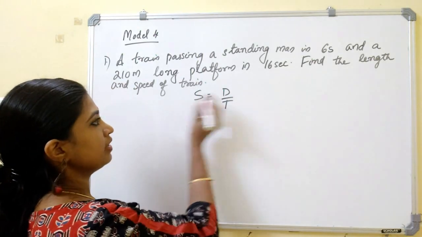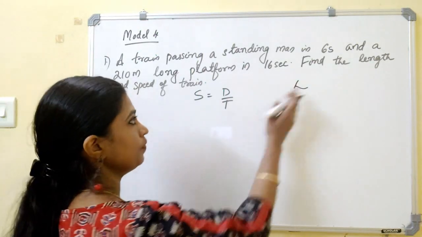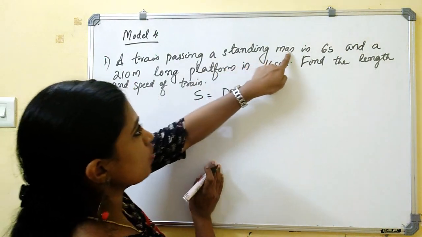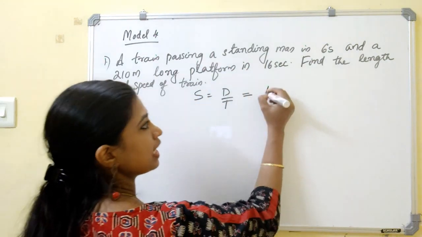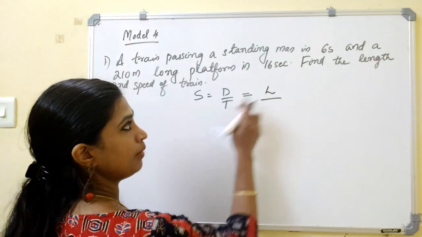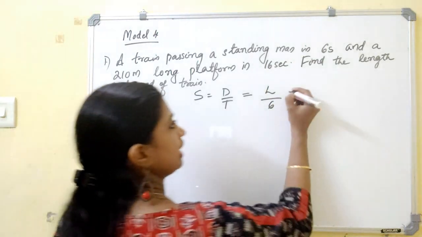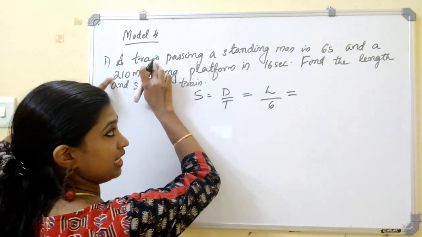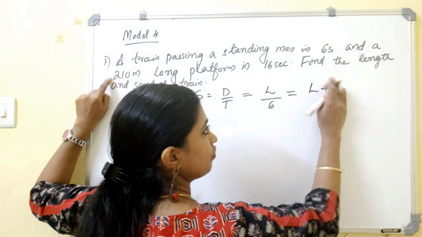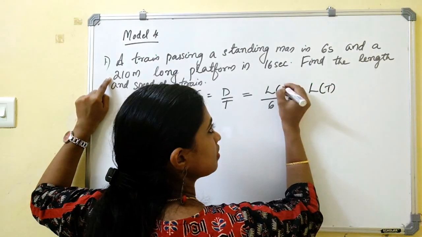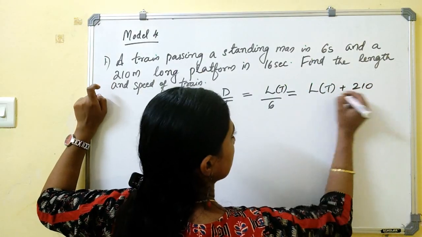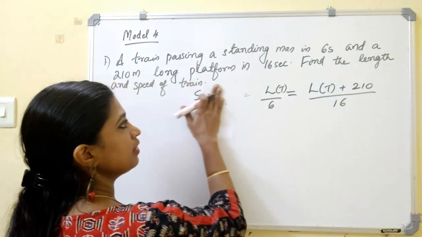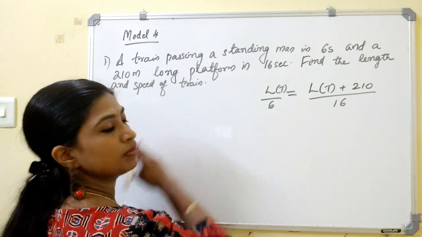So let L be the length of the train. Here in the first case the speed is given by, it is crossing a man. So distance is length by time taken to cross, 6 seconds. And in the second case it is crossing a platform which is comparable with the train's length. So distance is length of train plus length of platform, which is 210 meters, by time taken to cross, which is 16 seconds. Okay, now we can use this to solve the problem.